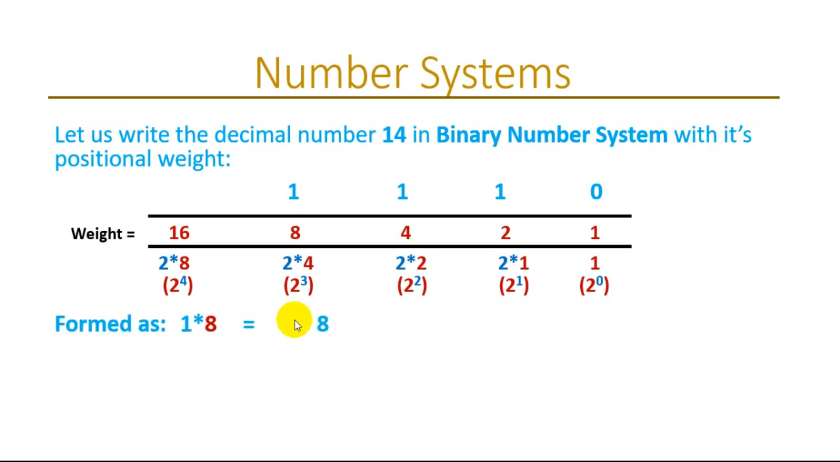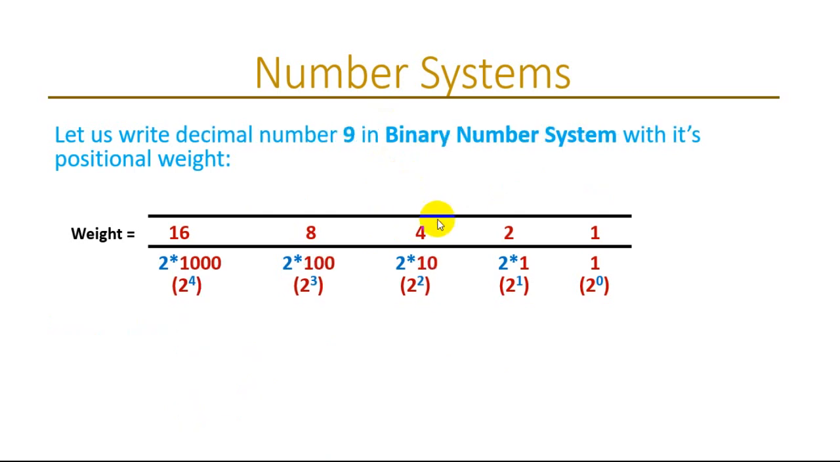Okay, so how is it formed? For the 8 place, we are saying 1, so 1 times 8 equals 8. Then for the 4 place we want 1, so 1 into 4 is 4. For the 2 place we also want 1, so 1 into 2 is 2. But for the 1 place we are saying 0, so 0 into 1 is 0. When you add these numbers, 8 and 4 is 12, plus 2 is 14. So again the same thing: the binary number 1110 is equal to the decimal number 14, right?